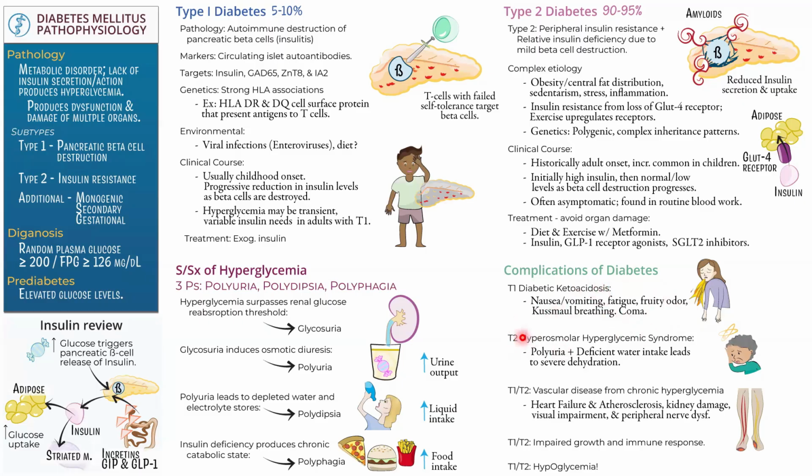The other one is the person might have hyperosmolar hyperglycemic syndrome. This is a feature that has polyuria and deficient water intake. The person might have impaired growth and immune response and vascular diseases. Those are some of the features the person can present. So in an exam setting, I just want you to know the signs and symptoms of hyperglycemia and these complications of diabetes.